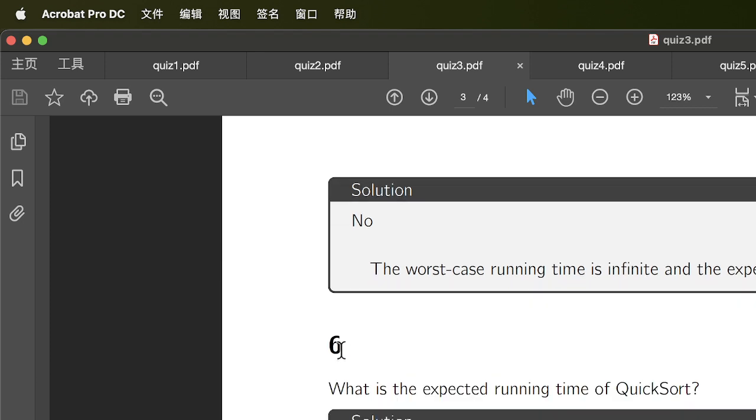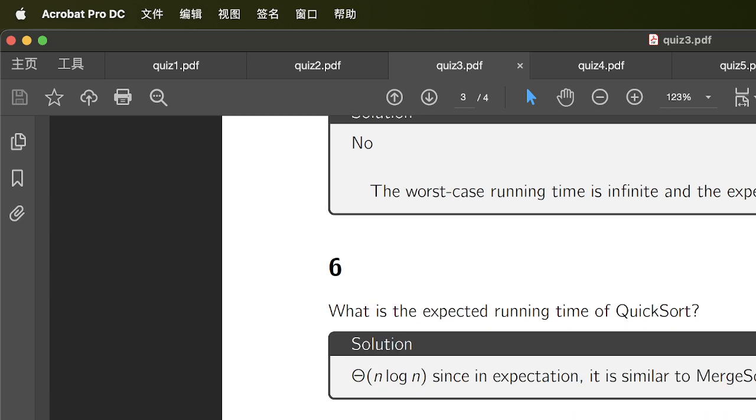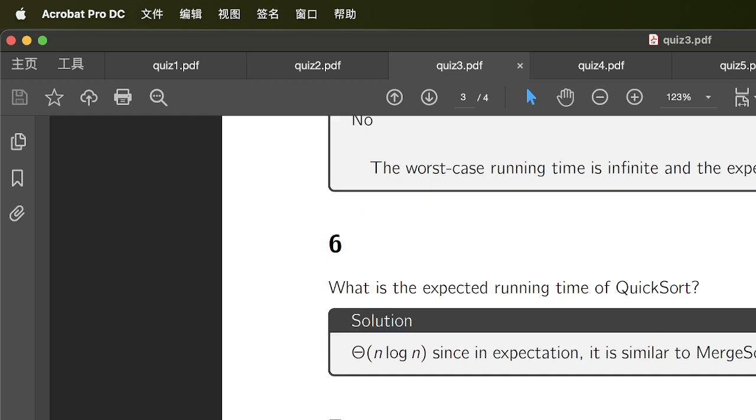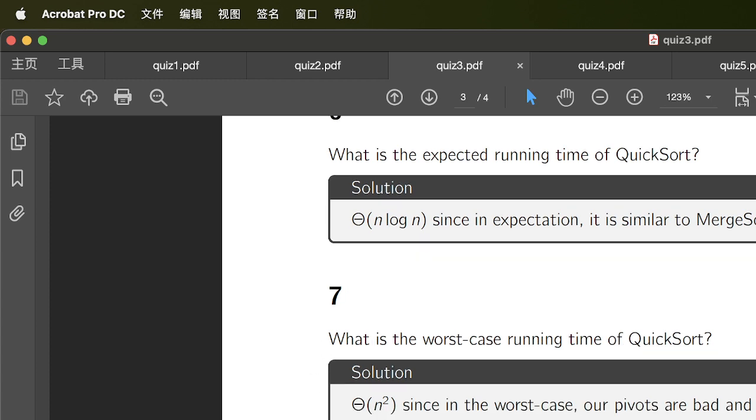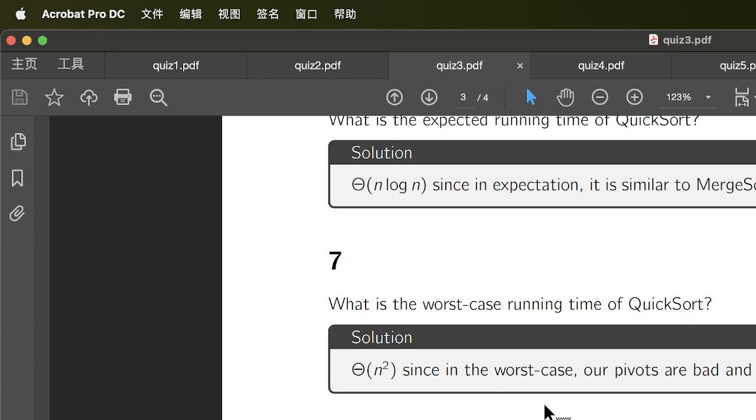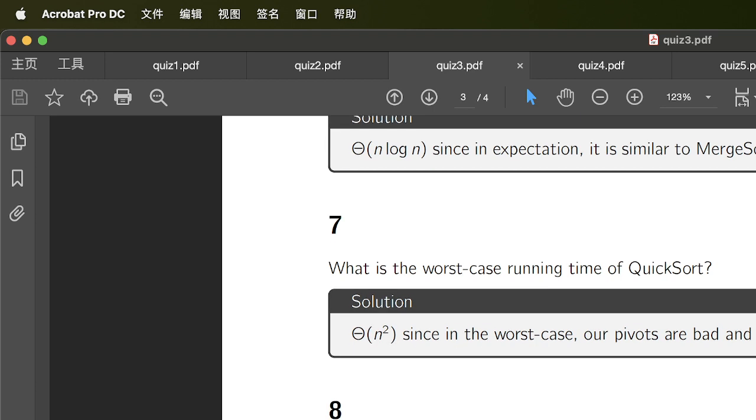So number 6, what is the expected running time of quicksort? Quicksort, I would say, is similar to merge sort. It will take n log n, but it's in expectation, right? Yeah. And number 7, what is the worst case running time of quicksort? So if we always pick the worst case pivot, we will get theta of n squared.